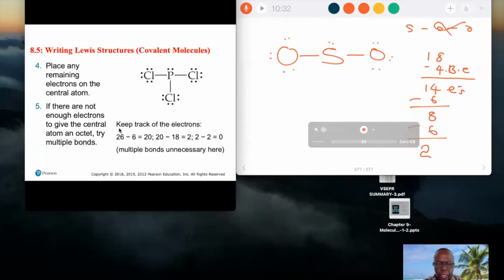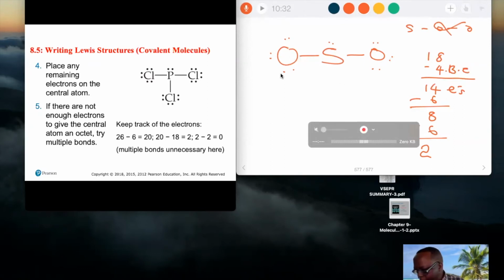In this case, look at the PowerPoint slide. This is when it is now necessary to make a double bond or triple bond. You have to use the electron pairs on the external atom to make a double bond, which in this case, you can either pick a pair from here or a pair from here.